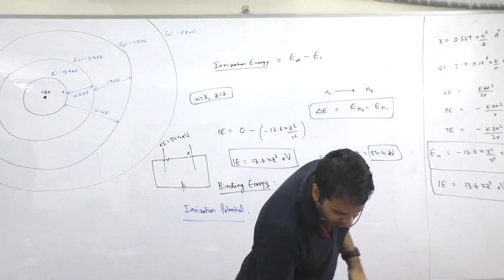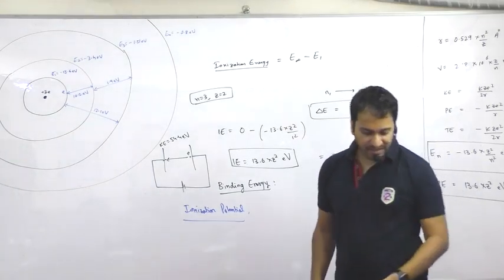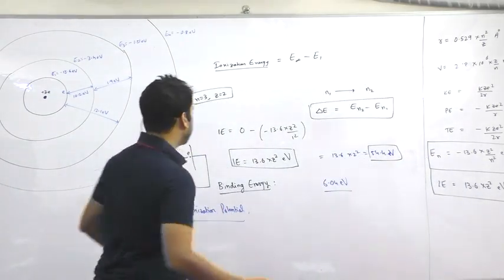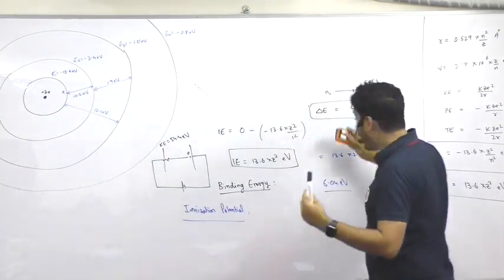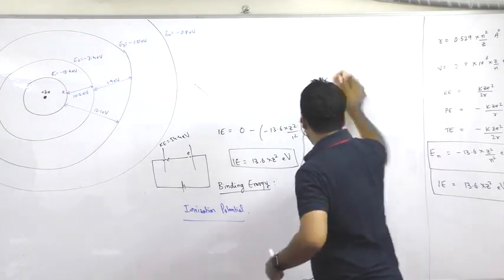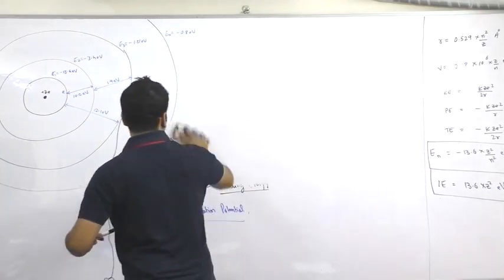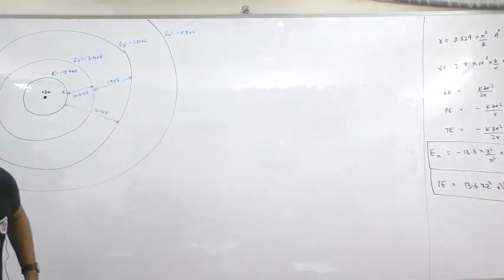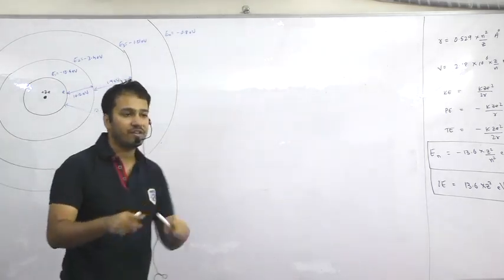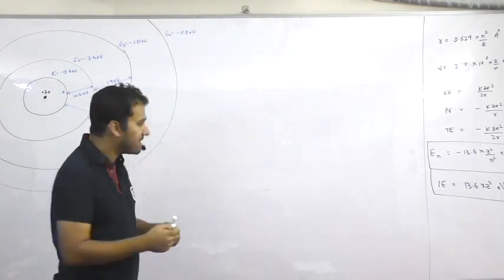Now next, question number 4. Calculate the third excitation energy for lithium plus 2. Let's understand what this means. This can't be negative, I'll explain why. Calculate the third excitation energy for lithium plus 2. Now, you have calculated the energy of the orbit perhaps. Let's understand what it means.